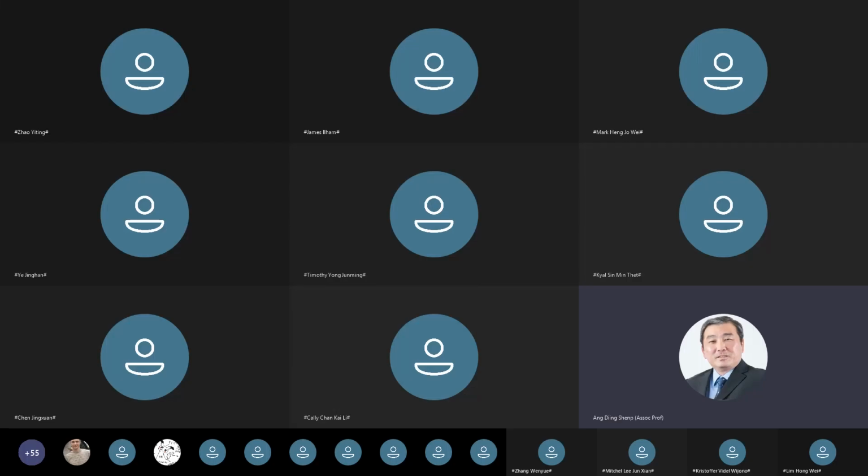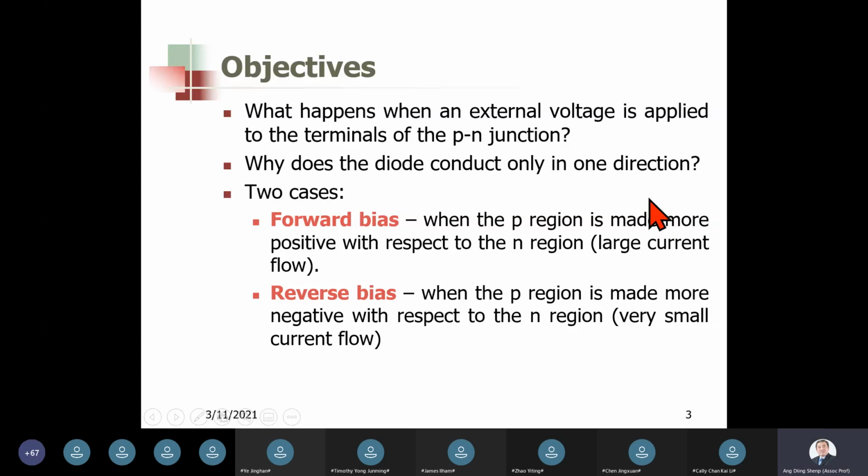the flow of current in the opposite direction. Now, the PN junction diode is a two-terminal device. All right, one terminal is called the anode, the other is called the cathode.